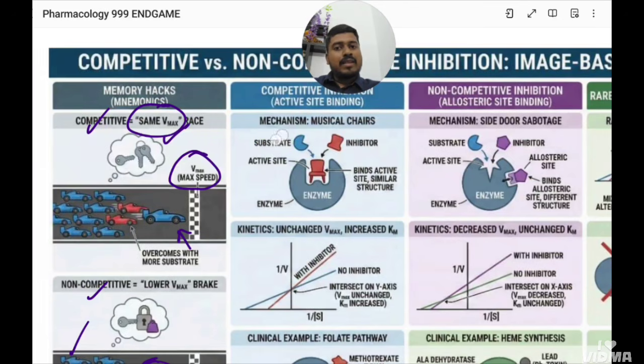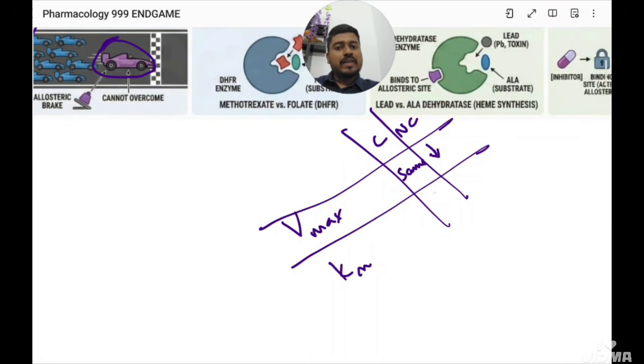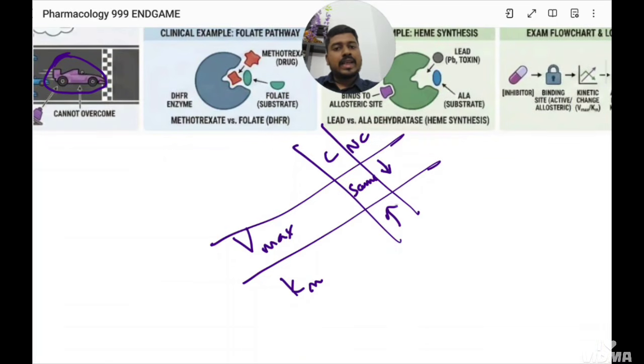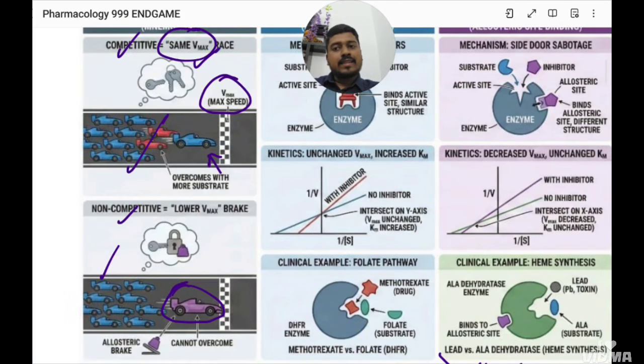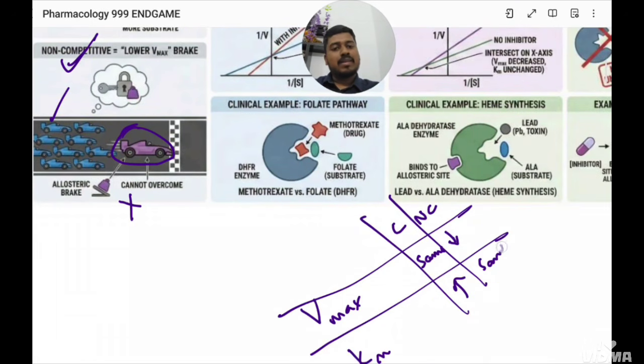The meaning is, if more substrate is available, then it can displace this inhibitor and the substrate can bind to the enzyme. So if substrate increases, then the function of the enzyme also increases. That is known as increased Km. So in competitive inhibition, Km is increased. That is, if substrate is increased, the speed of the reaction also increases. But it is not the case in non-competitive inhibition, where even if you give increased substrate, because the models are different, it has nothing to do. So this remains the same.